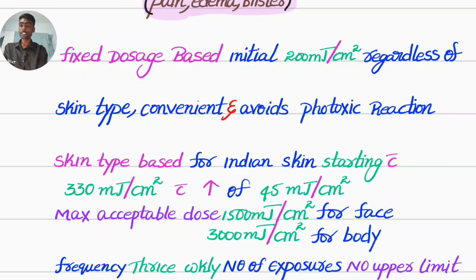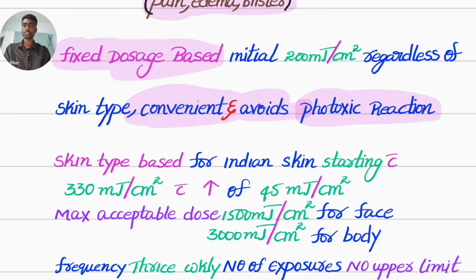Another one is fixed dosage based. No need to calculate what is minimal erythema dose. No need to see what is the skin type. Nothing needed. Already they fixed some dosage. That is the least dosage with less phototoxic reaction, which will give a more convenient way to execute. An initial lowest dose of 200 millijoules per centimeter square will be given irrespective of skin type, irrespective of minimal erythema dose.